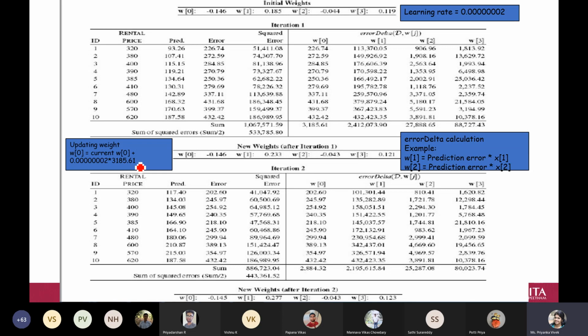Can somebody volunteer? Somebody should find whether this updated value of weight for each, like W0, W1, W2, etc., is what you get when you calculate this. Can one of you just try? Who will try? No one will volunteer. I should only call, or somebody would volunteer.